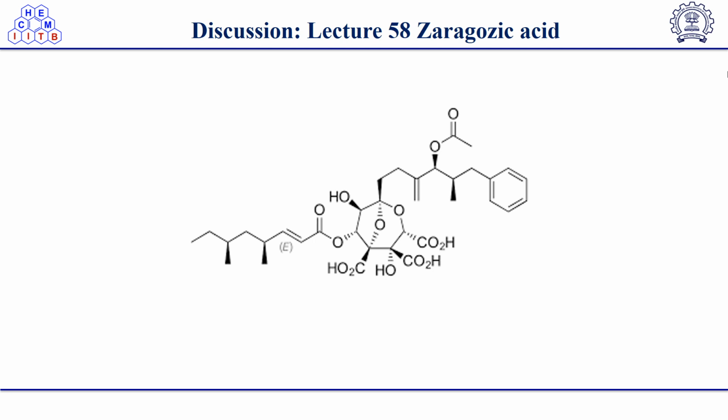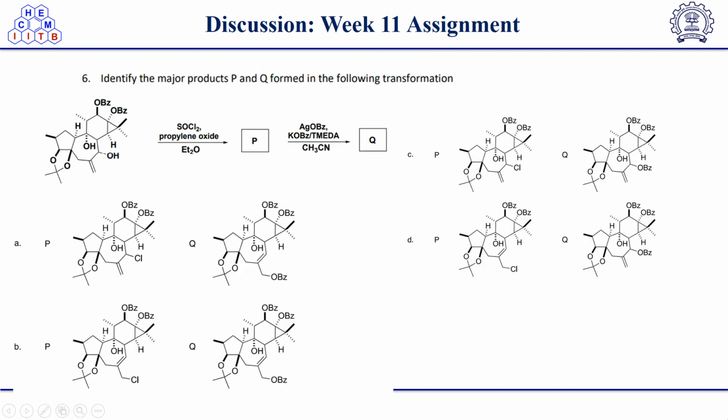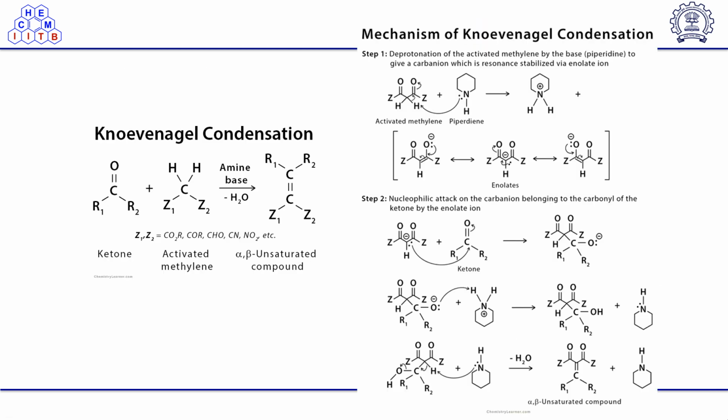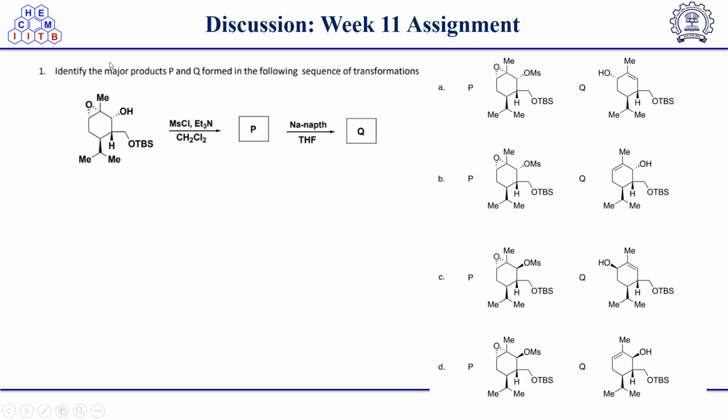Okay, now moving on to the discussion on week 11 assignment. The first question was to identify the major products P and Q formed in the following sequence of transformations. This particular compound upon treatment with mesyl chloride and triethylamine in DCM gives a product P, which upon treatment with sodium naphthalide in THF gives a product Q. We have to find out the correct structures of P as well as Q. Four options are given here. Which will be the correct answer for the major products P and Q?